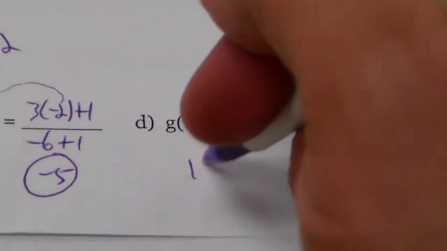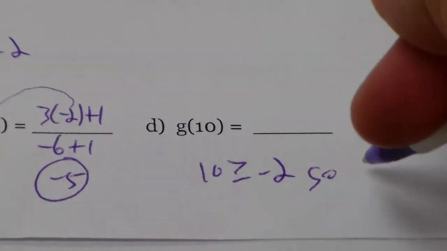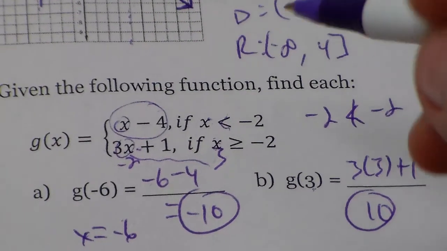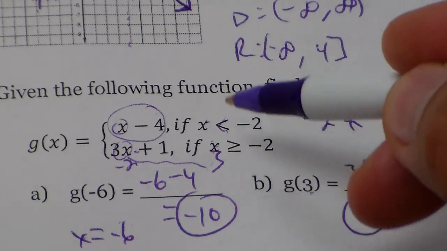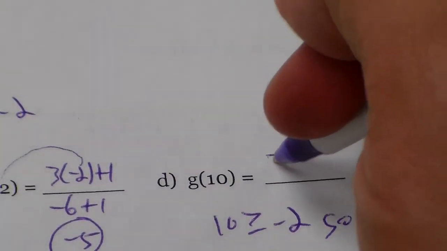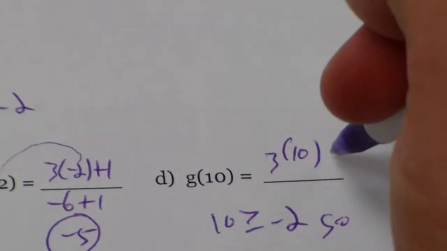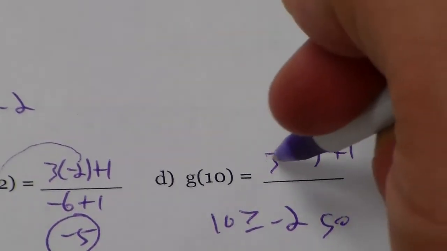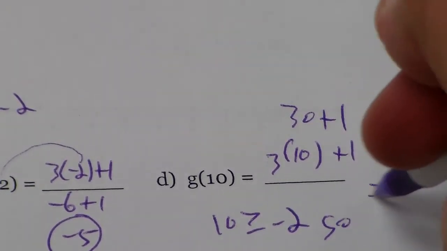Okay, last one is 10. And 10 is greater than or equal to -2. So we're going to plug it into what equation? Say it first. 10 is greater than or equal to -2. It is. Good job. The bottom equation. So 3x plus 1 again. So now we're going to do 3x plus 1 where x is 10. So 3 times 10 is 30. Plus 1 is 31. And we finished the practice test.